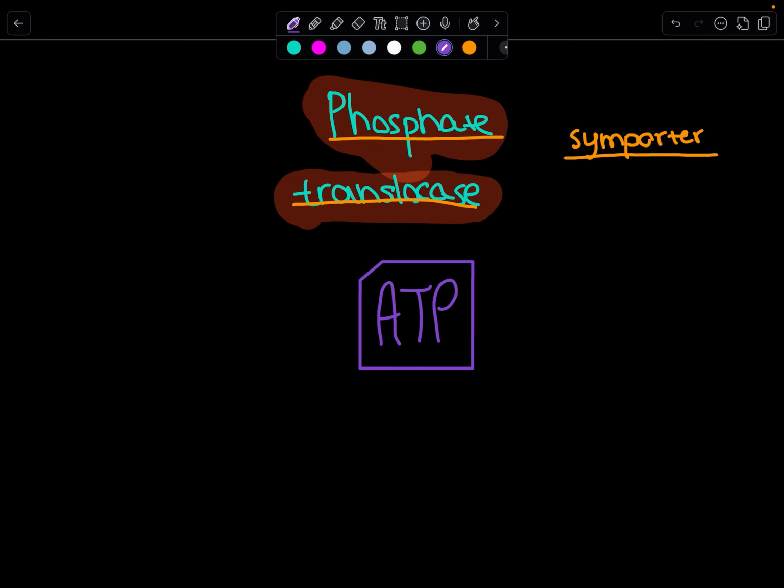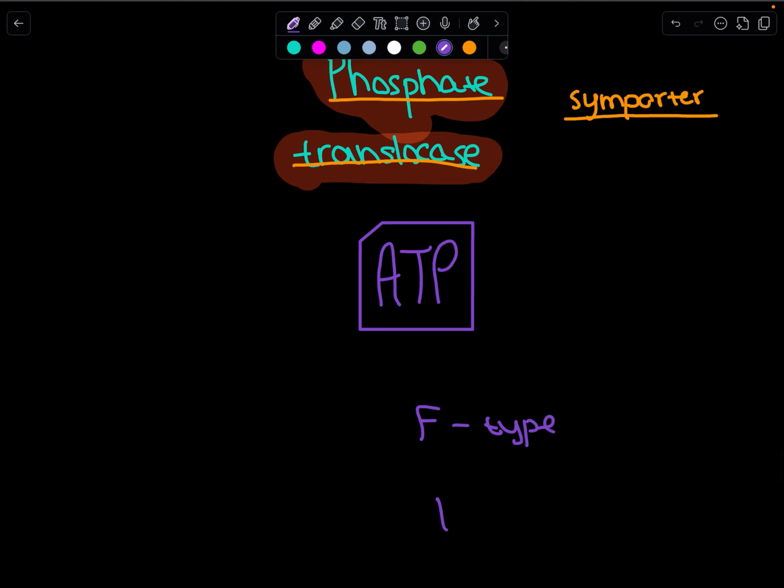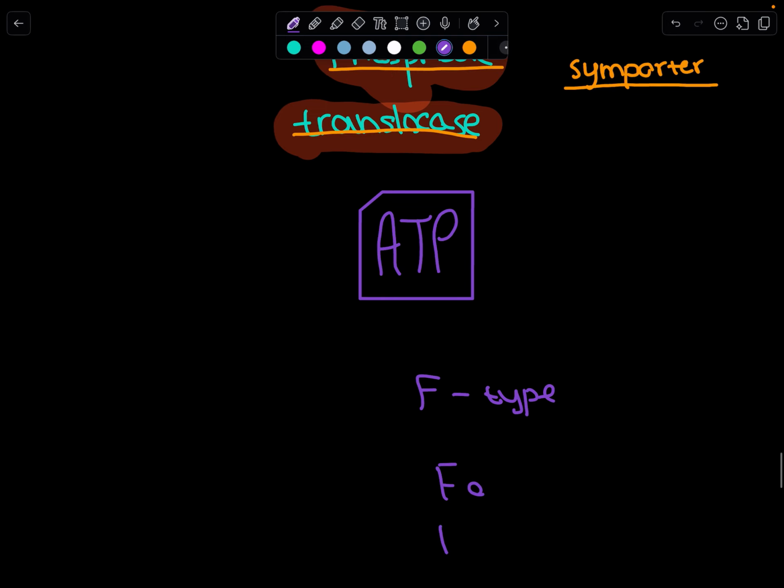Exactly. The phosphate... And why is one called an antiporter and the other a symporter? Tell us this, and then we'll talk a bit about ATP synthase. Tell us why it's F-type and what's the difference between F0 and F1.